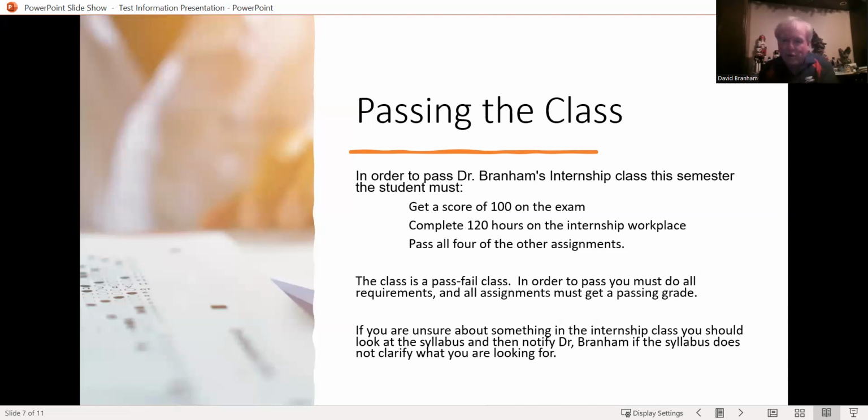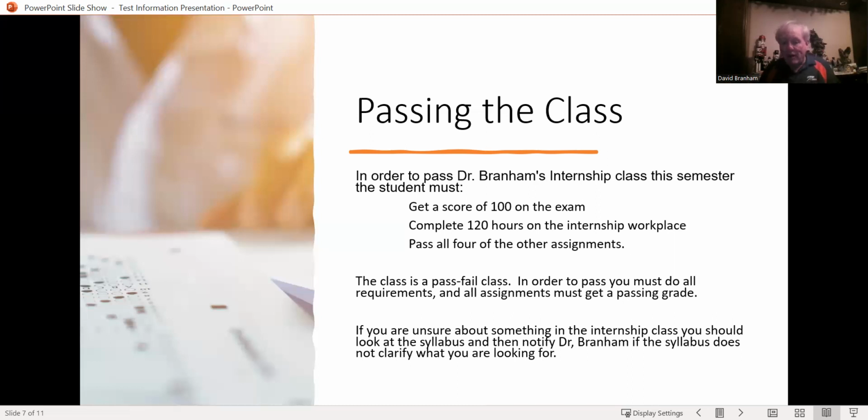So you'll have 4 other assignments on your syllabus. Go to your syllabus and read it. Those assignments have to be passed in order for you to pass your internship. That means that you have to evaluate your supervisor. You have to get a good evaluation from your supervisor. You have to do a good journal and so forth. So make sure you do all the things on the syllabus that you need to do so that you can pass the class. If you miss one thing, then you don't pass. So it's a pass-fail class. So in order to pass, you just have to do all of the requirements in a passing fashion.